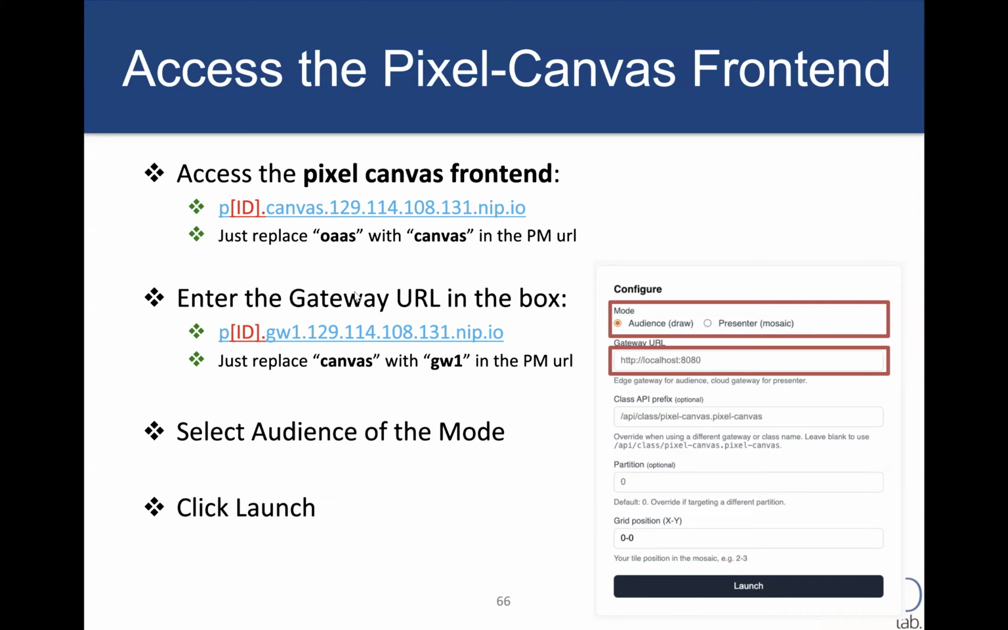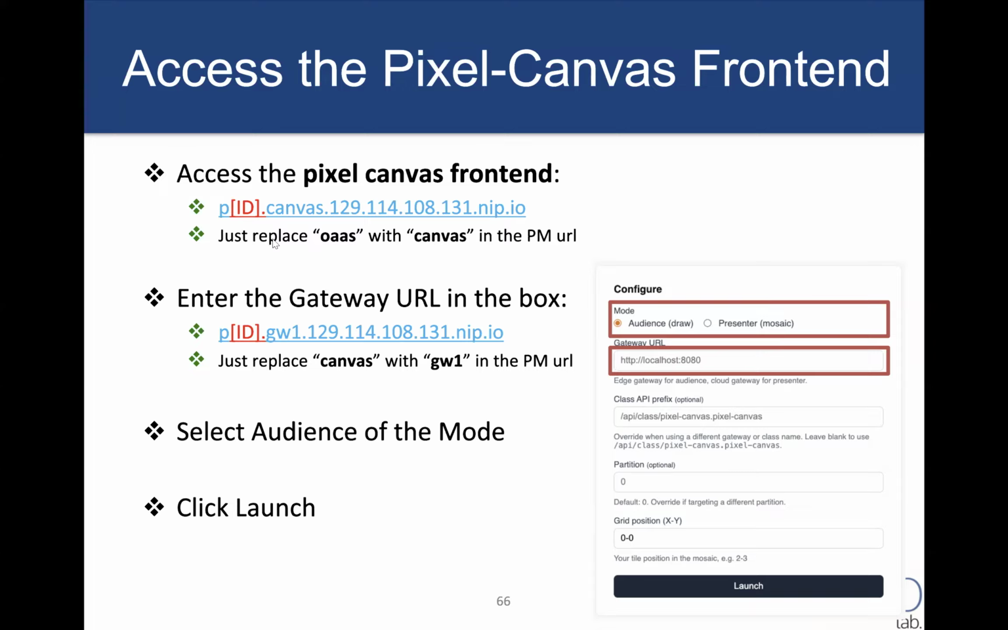So copy the same thing again and just replace the canvas with gateway 1. You can put gateway 2 as well if you want, because you had two environments, right? OAS 1 and OAS 2. So I have HTTP OAS 1 gateway. It's GW1. Which one? Gateway 1. It should be GW1.